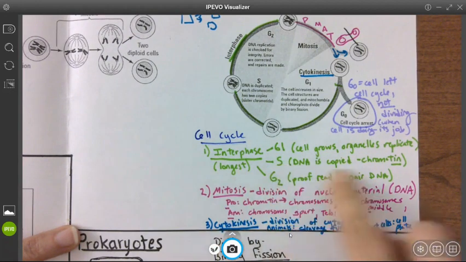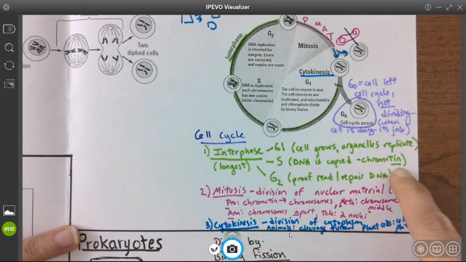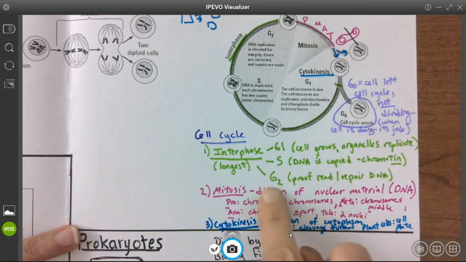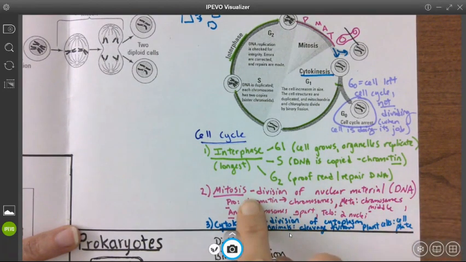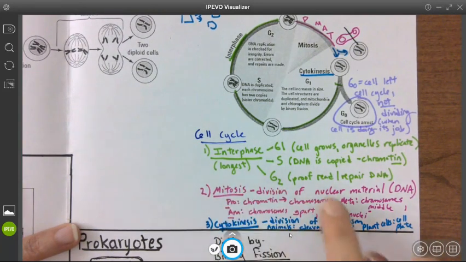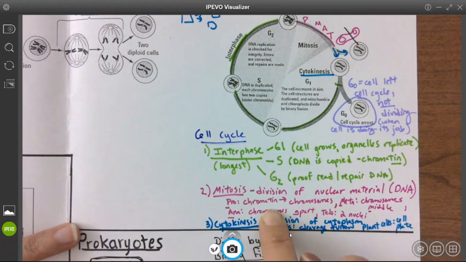So for instance, if the DNA has not copied itself correctly, the cell will proofread the DNA. And if the DNA has not copied itself correctly, the cell will not allow itself to go into mitosis, okay? In mitosis, the main sticking point is in metaphase and anaphase. If the chromosomes don't line up correctly at the equatorial plate in metaphase, then the cell won't move into anaphase.